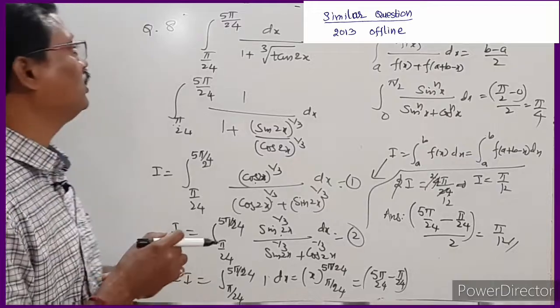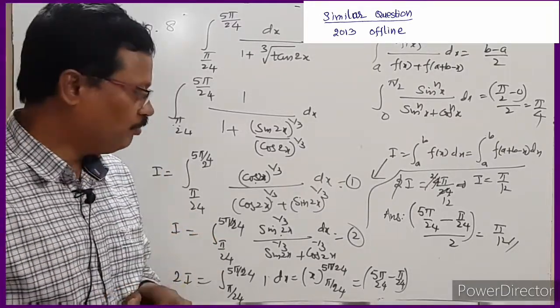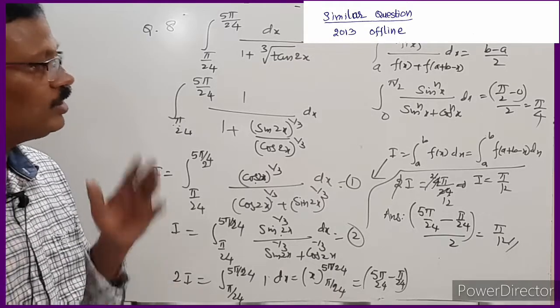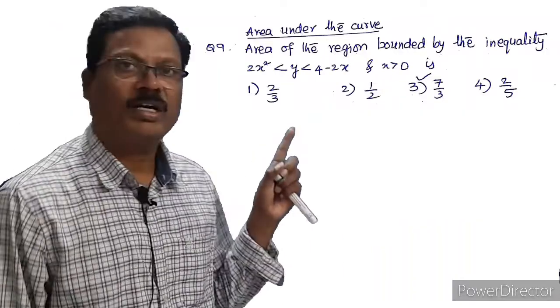In 2013, one question was similarly repeated. Okay, now therefore this question also repeated. So, ninth problem, this is the area under the curve.